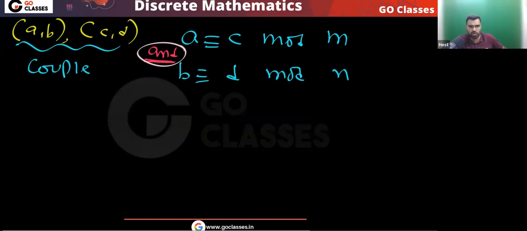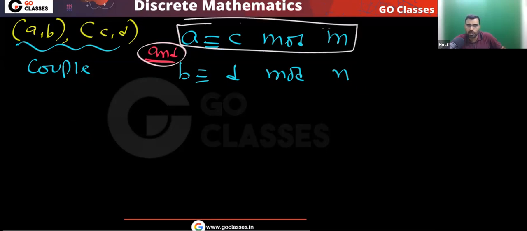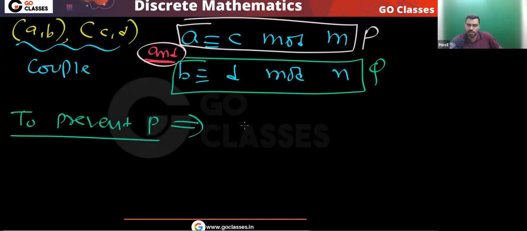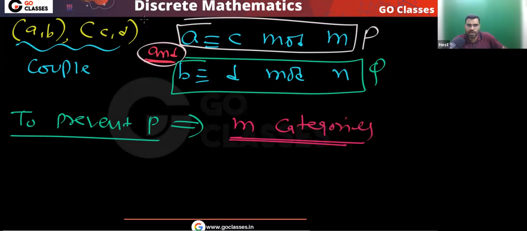So tell me how many remainders you can create, such that this condition does not satisfy. How many such pairs can you create? Very simple. Let me call it P, and let me call it Q. If you prevent P, then how many categories will be there? To prevent P, m categories will be there. Okay. To prevent P, m categories will be there.